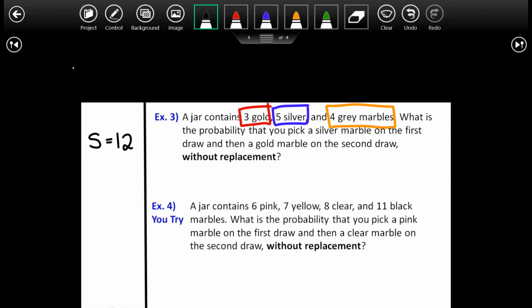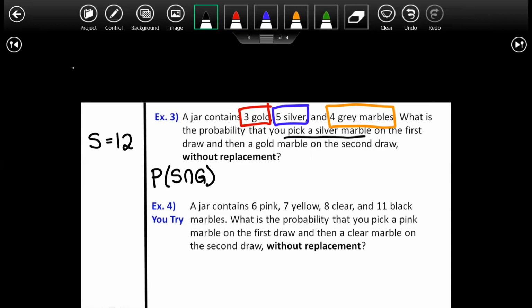Okay, what is it asking us to do? It says, what is the probability that you pick a silver first? So we're picking a silver first, and then we're going to pick a what? Gold. So again, it's telling us that we're not replacing it. So we're picking a silver, we're putting it in our back pocket. That means we're reducing it by 1.